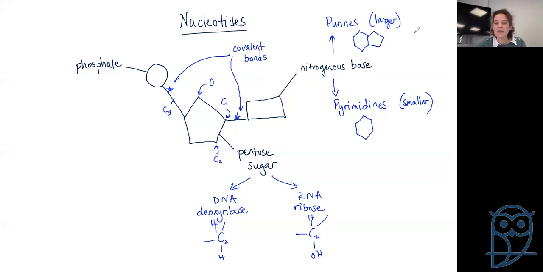Who's who? We have adenine and guanine are our purines, whereas thymine, uracil, and cytosine are our pyrimidines. And this is stuff that you really have to just sit down and learn.